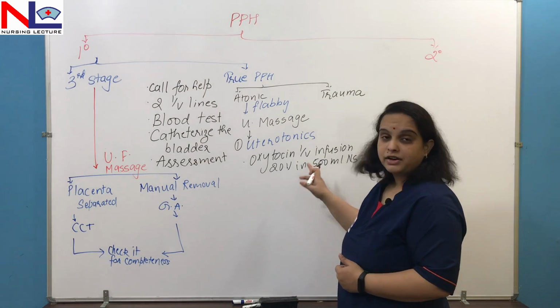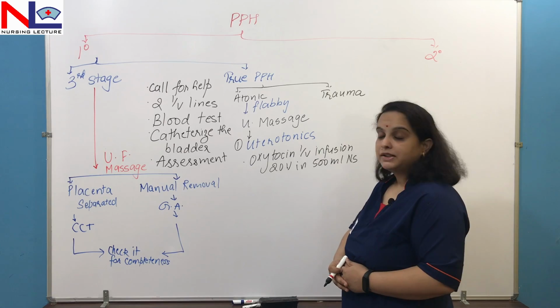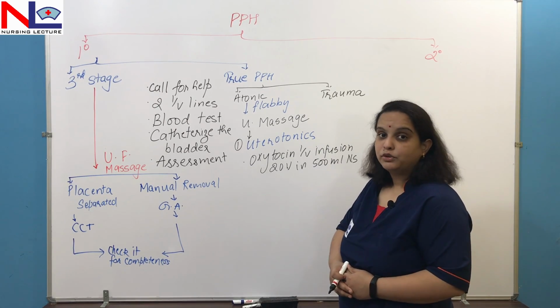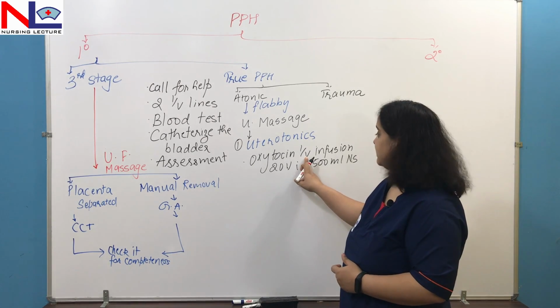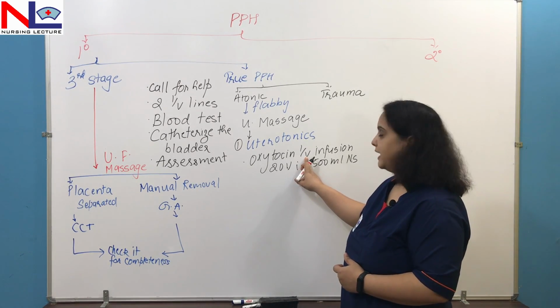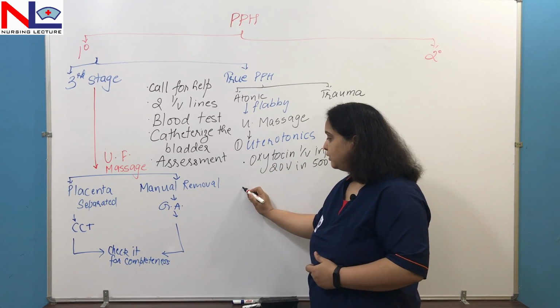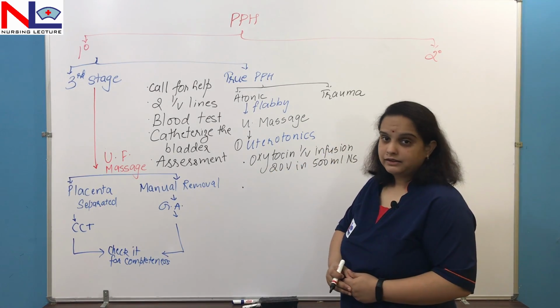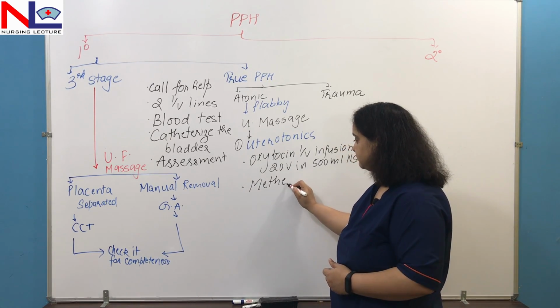Okay, but never give this drug as an IV bolus, because it can further cause hypotension. So the first line of drug is oxytocin, which is infused by IV infusion. And if after giving this drug the uterus is still not contracting, then we will move on to another drug, that is methergin.